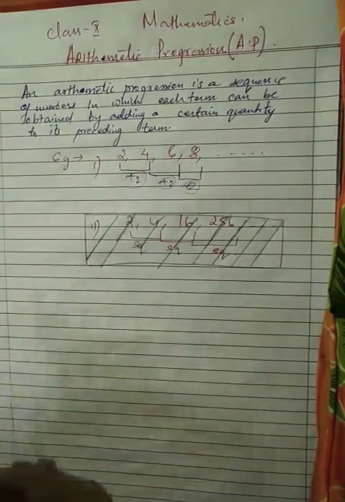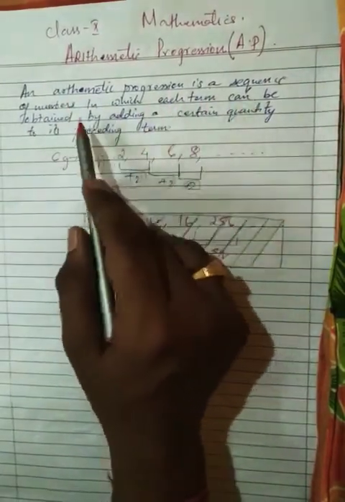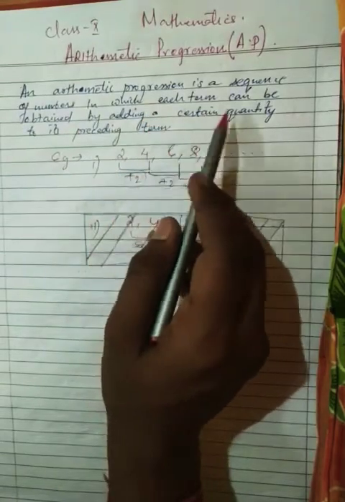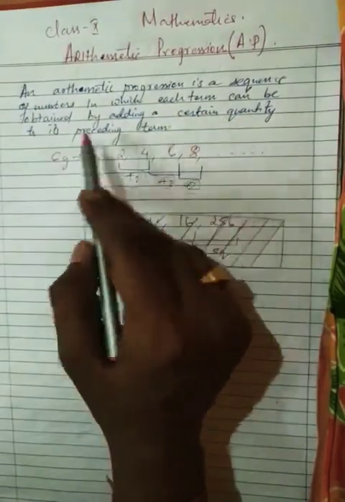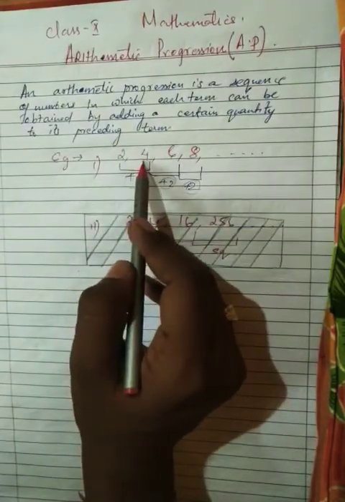First of all, with the definition, what does arithmetic progression tell? An arithmetic progression is a sequence of numbers in which each term can be obtained by adding a certain quantity to its preceding term. To the preceding term, if I add some quantity, it will give you the next term.